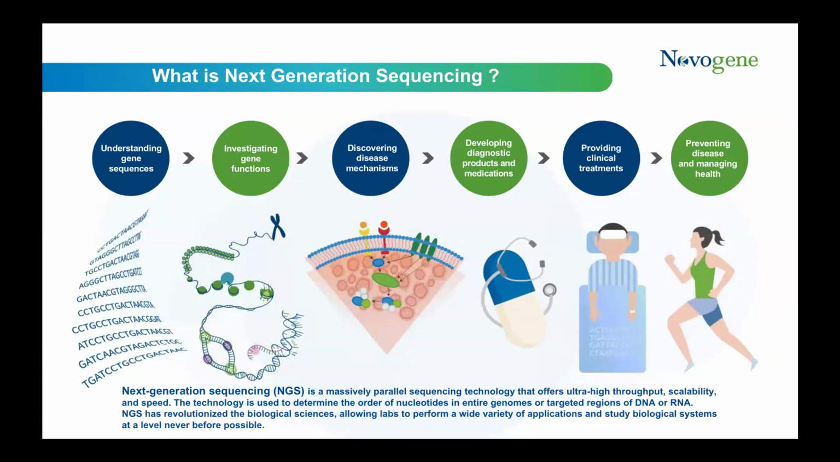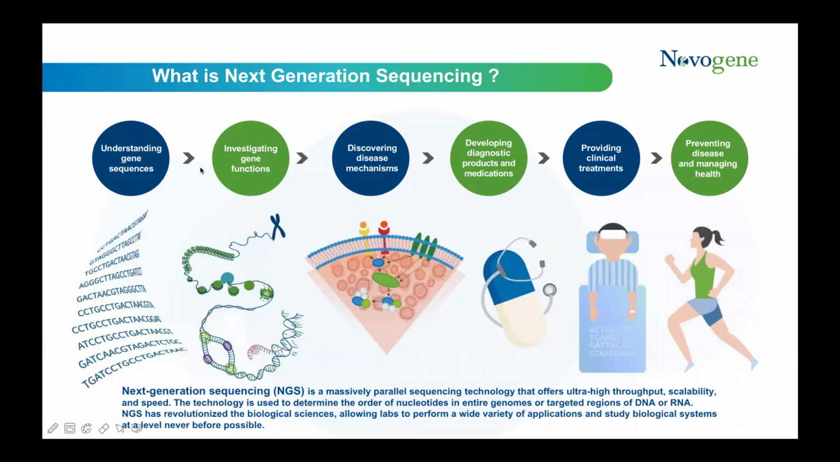It's a powerful and revolutionary technology used in the field of genomics to sequence DNA and RNA at a much higher speed and lower cost compared to the traditional Sanger sequencing method. NGS has transformed the landscape of biology and biomedical research by enabling the analysis of entire genomes, transcriptomes, and epigenomes in a comprehensive and efficient manner.